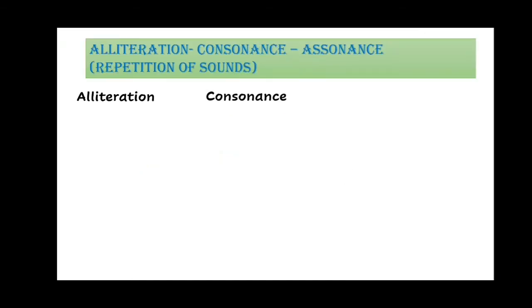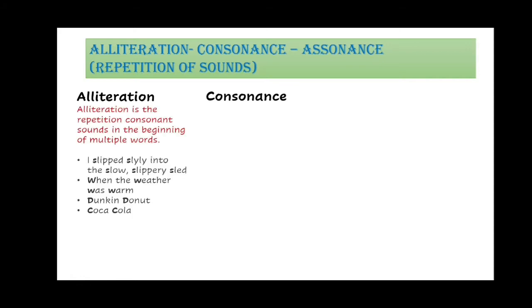Next, we will read about repetition of sounds in alliteration, consonance, and assonance. Let's understand alliteration and consonance first. Alliteration is repetition of consonant sounds in the beginning of multiple words in sentences or phrases. So when a consonant sound is repeated in the beginning of words, there is alliteration. I slipped slyly into the slow, slippery sled. Here S sound is repeated.